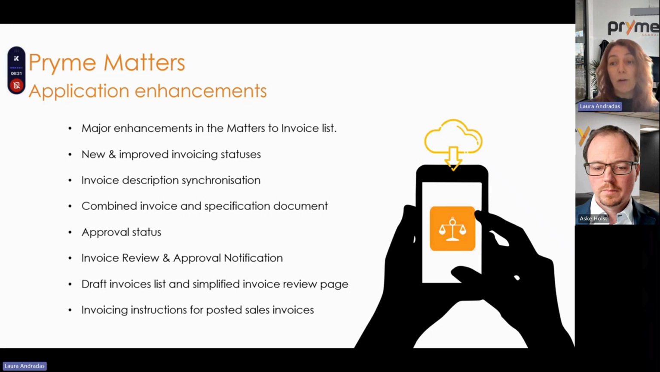The approval status now tracks the progress of invoices through review and approval stages. And when clicking on request review or request approval, an email notification is sent to the reviewer or to the approval. The draft invoices list is filtered by views such as in process, rejected, and approved. And we have simplified the invoice review page. Last but not least, you can now view invoicing instructions on posted sales invoices.